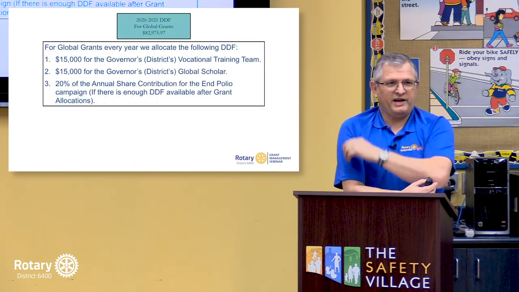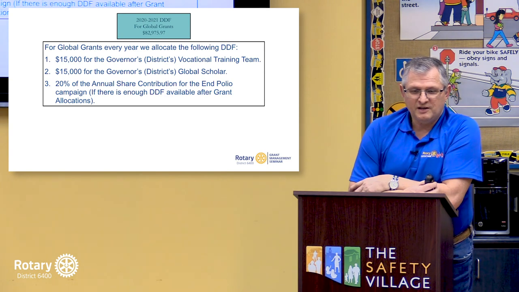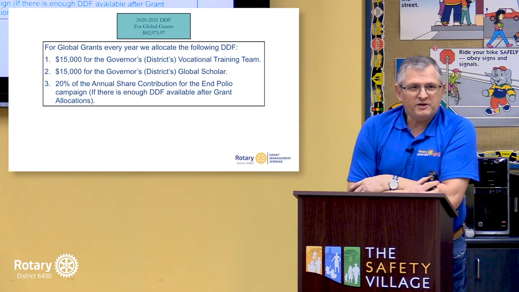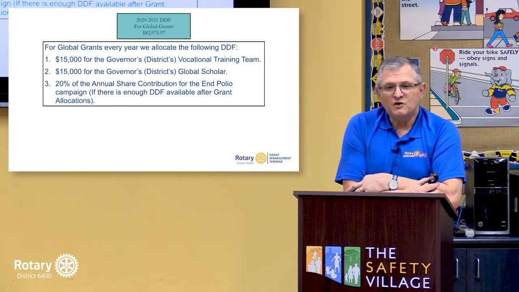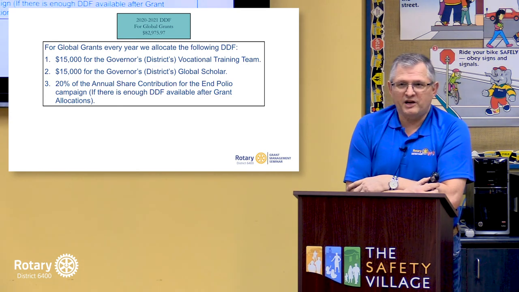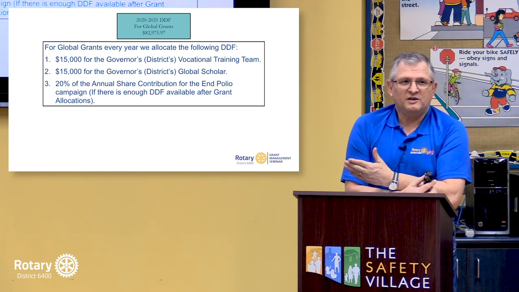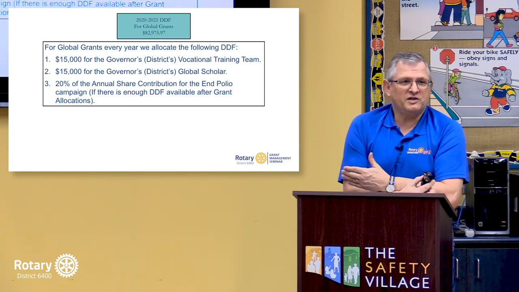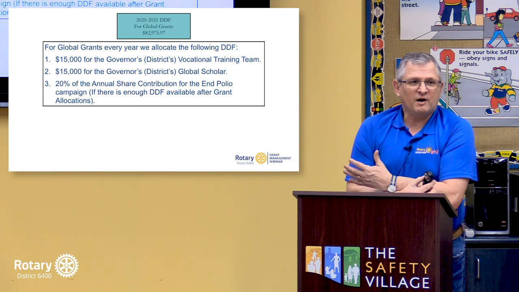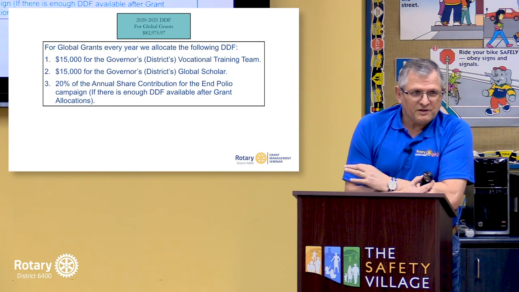Now, the little box changed colors, so you know I'm not talking about district grants, but about the global grants. Global grants, every year, our district sets aside $15,000 for what we call the district governor's vocational training team. The district governor decides the purpose and the place for the vocational training team. Then Janet takes over, advertises, interviews for the committee chair, interviews for the team members, and helps write the grant application. So watch out for that.